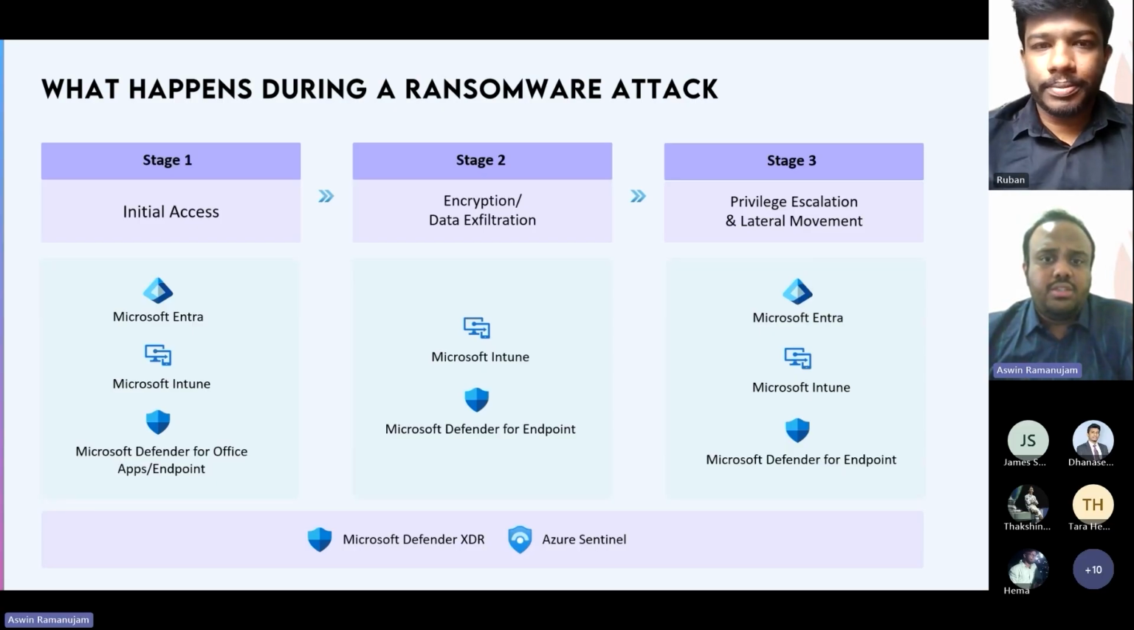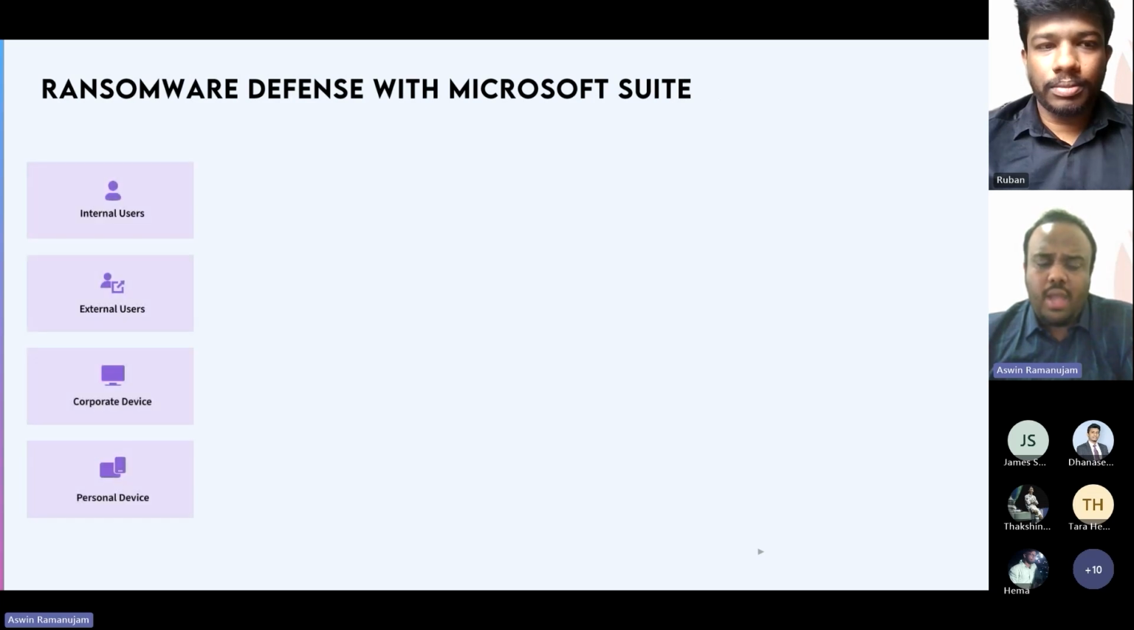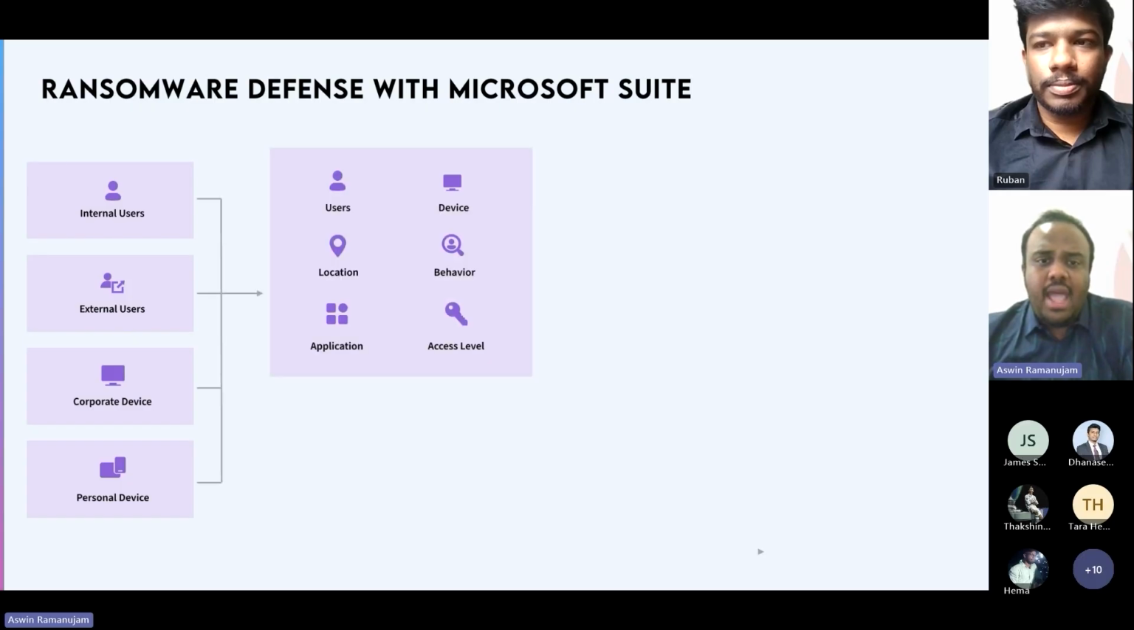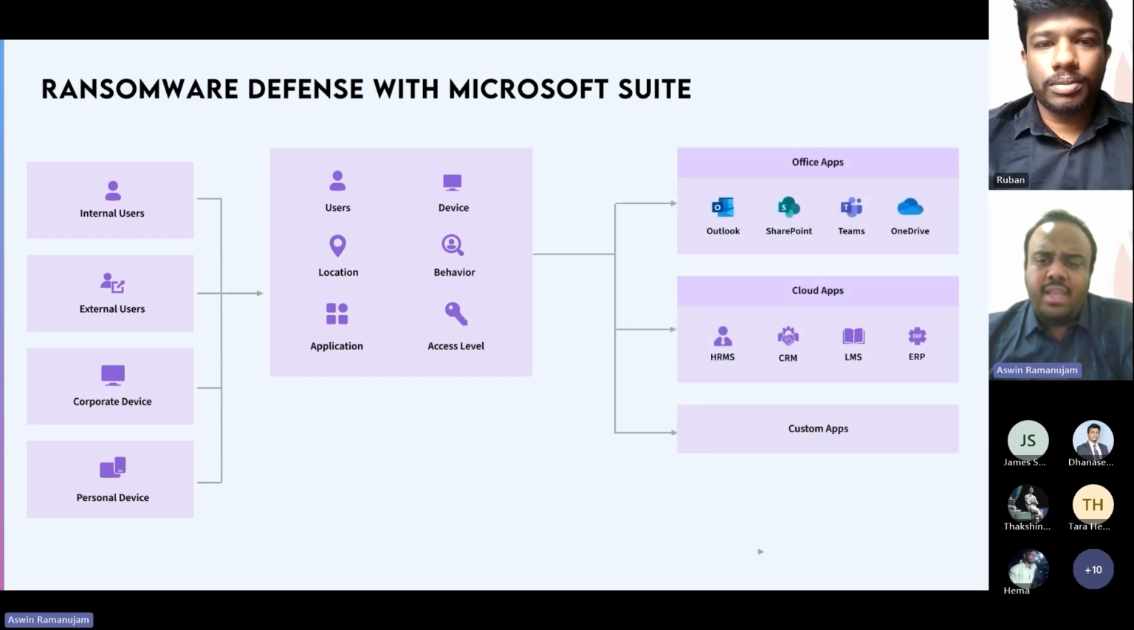So let's take an example of how access related to Entra is contained for the ransomware attack. Again, the combination of internal users, external users, and corporate devices or personal devices come into play. And we have different factors like users, device, location, behavior, application, and access level. And we have the resources like Office apps or cloud apps and the custom apps as well. So we have Entra and Intune.